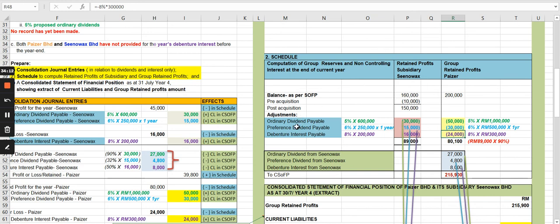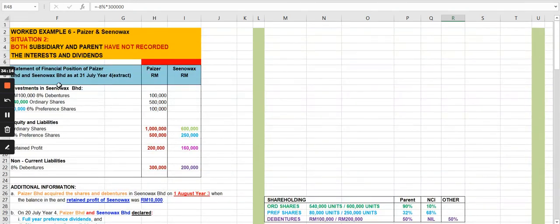With that, I thank you for watching, and remember we were discussing just now situation 2 where both subsidiary and parent company have not recorded the interest and dividends.